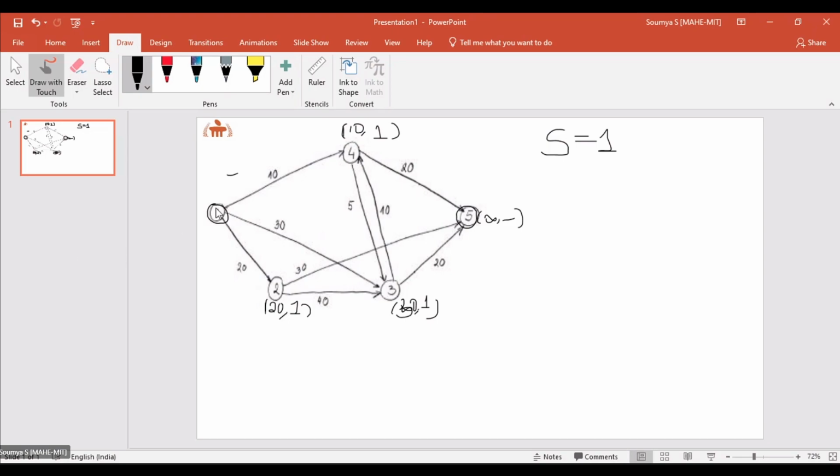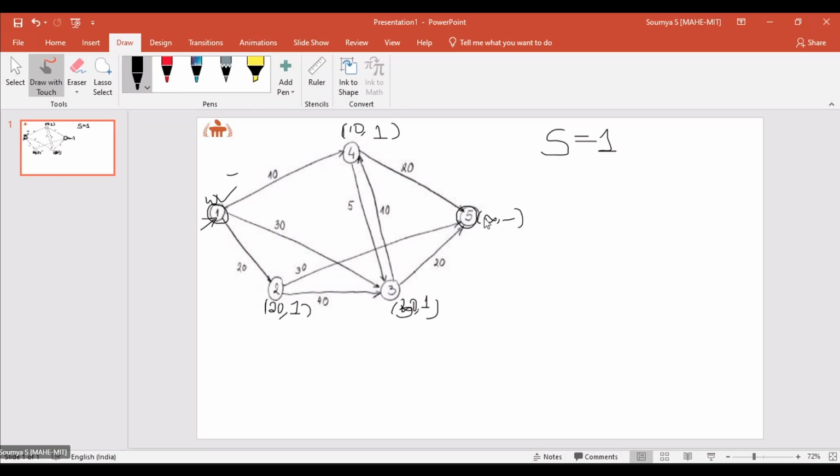Okay. Now, 1 is where I'm working from, so I call this the working node. From the working node, I have visited all the neighbors of the working node. Where do I go next? You choose which among all these values is the least value. This is 10, this is 20, this is 30 and this is infinity. Which one is the least among all this?